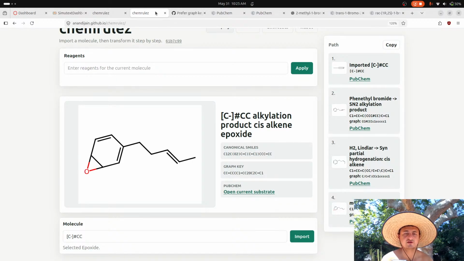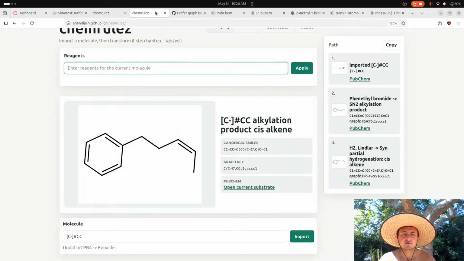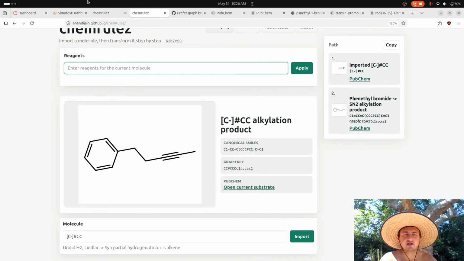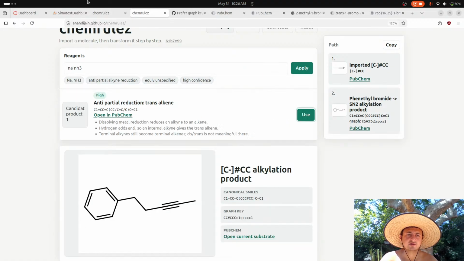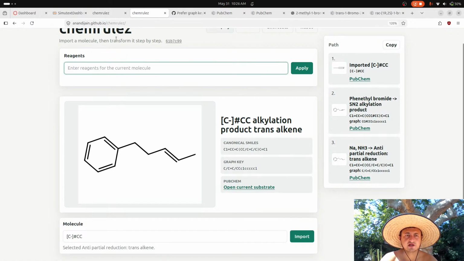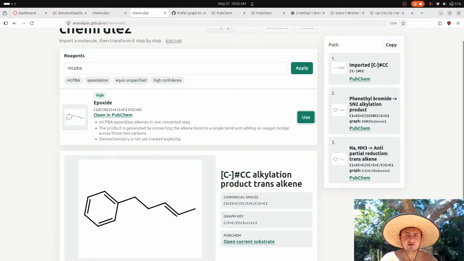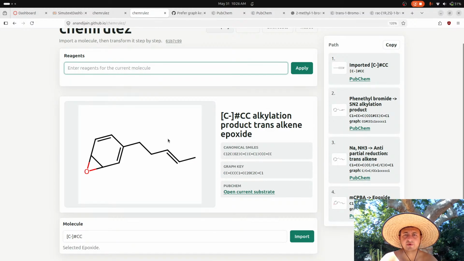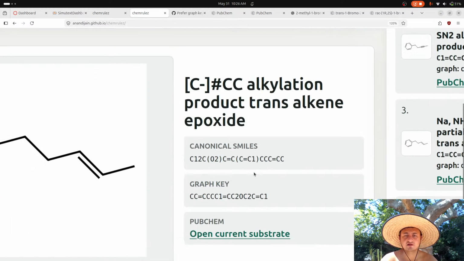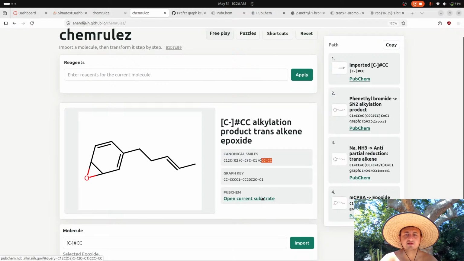And now we got to check, so if I go back to the alkyne and then I do Na, NH3, okay, I get the trans, and then I do MCPBA. It remains trans, but see here how there's no slashes? My expectation is that it's probably not right.